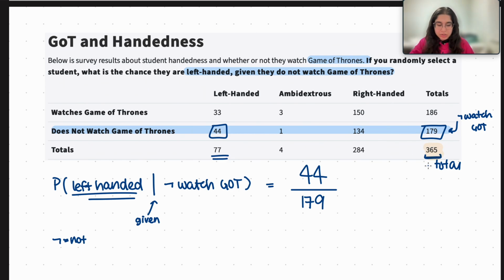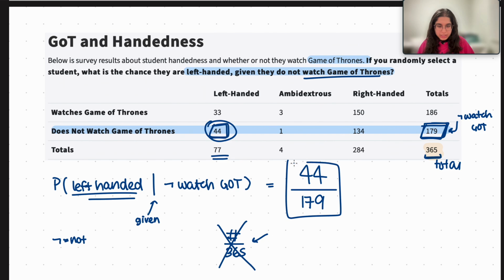So using the 365 as your denominator and putting any number on top, well, that's going to be incorrect because that would imply I'm picking from any student, right? What is the chance that a student is left-handed given that they're in my total, given they're a student, right? That's 365. That's not what the question says. It says given they do not watch Game of Thrones. So here I'm actually going to be using my marginal total here of 179 students and then seeing out of these 179 students, how many are left-handed. So I'll be using this joint probability over here for this to be my final answer.